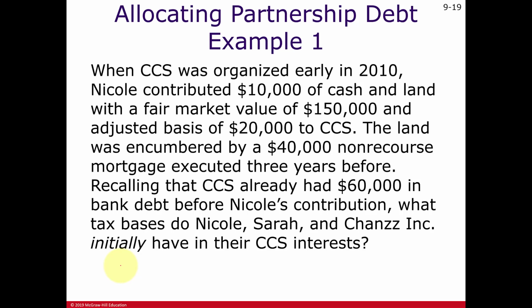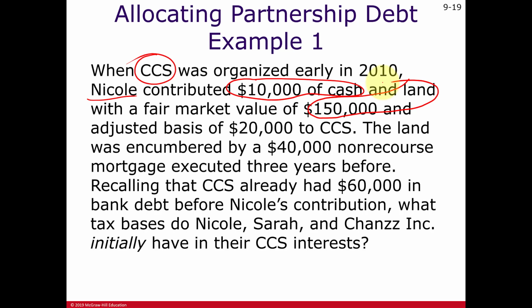Let's go through an example. So the example in our textbook talks about a partnership, CCS, where we have 3 partners. So initially the partnership is forming and each partner is contributing $120,000 worth of assets to get this partnership going. One of the partners, Nicole, is not contributing all cash. She is contributing a total of $120,000 of value, but that's made up of $10,000 cash and then land worth $50,000. So total there is $160,000. But again, each person is contributing a total value of $120,000.